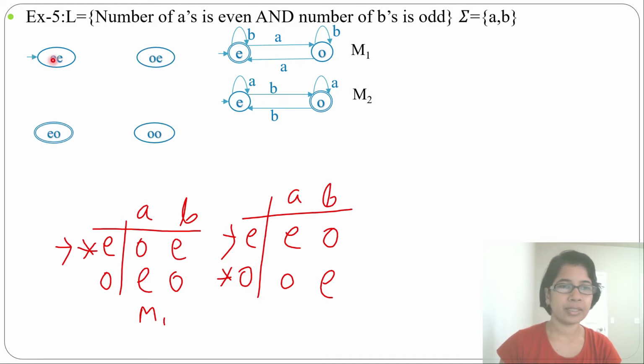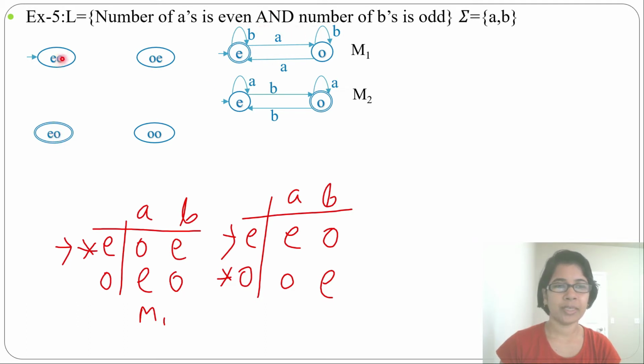Here the first E is for A, the second E is for B. This is even, odd, even. This is even, odd. This is odd, odd. And here the language is number of A is even and number of B is odd. That's why this is the final state.